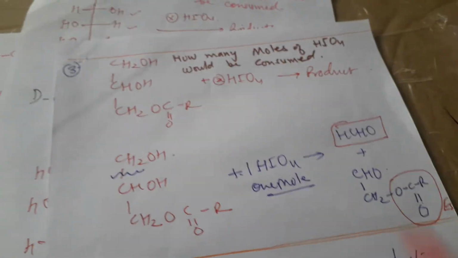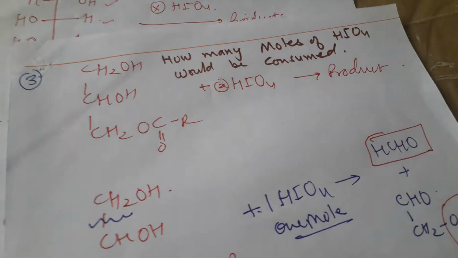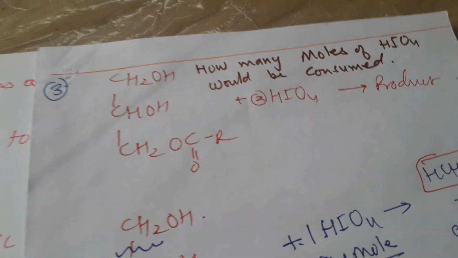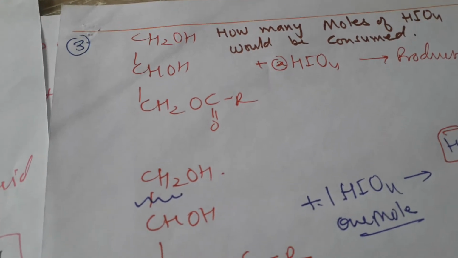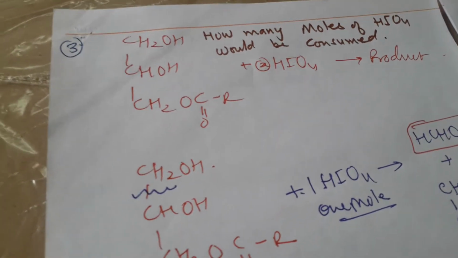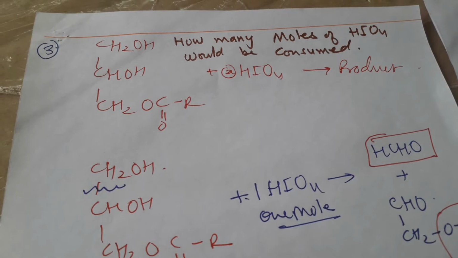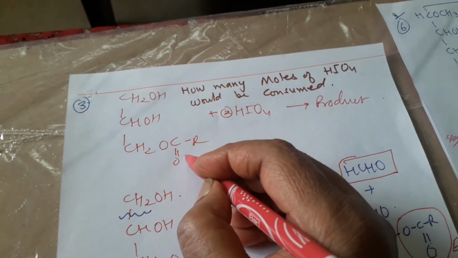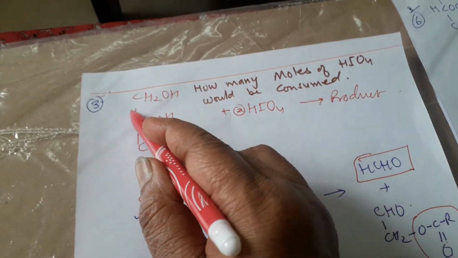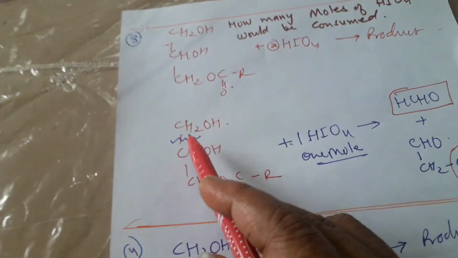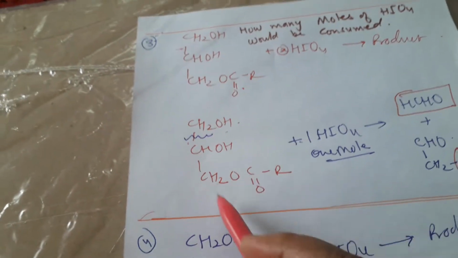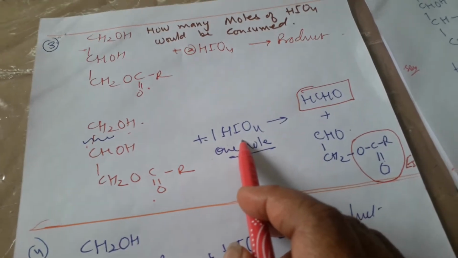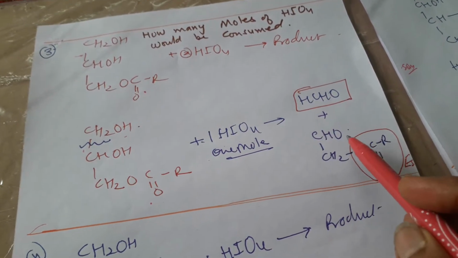See here. First of all, draw all these structures so that it will be very easy for you to understand every example. See, how many moles of HIO4 would be consumed in this case? Here, see, this is an ester group, so it will not be cleaved here, so cleavage will occur only between this and this. Because it is an ester group, there will be no cleavage there. So only 1 mole of HIO4 is required, and you'll get HCHO, and the rest will be the same.